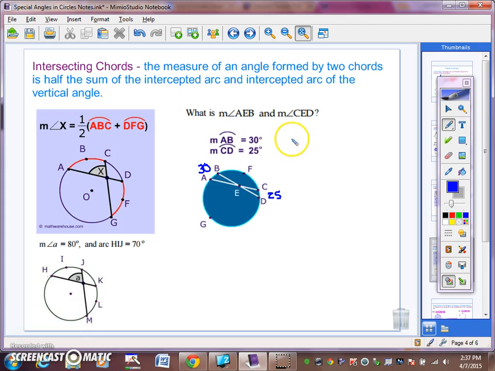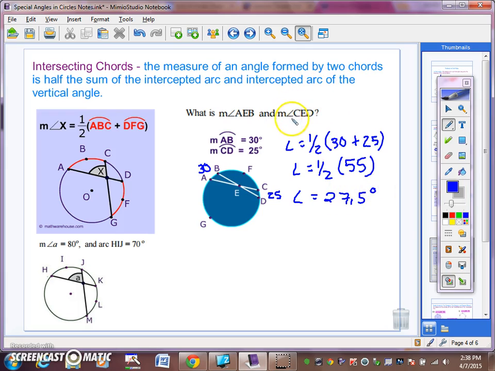So based on our formula, the angle is going to equal half of the first arc, 30, plus the second arc, 25. So the angle is going to equal 1/2 of 55. And half of 55 is 27.5. So the angle is going to equal 27.5 degrees. And that's also going to be the measure of angle CED because they're vertical angles.